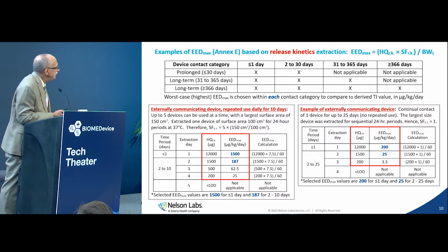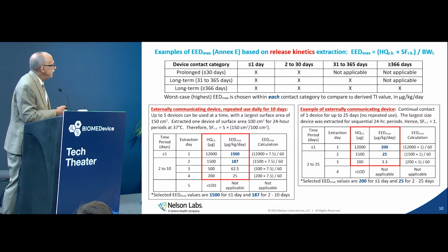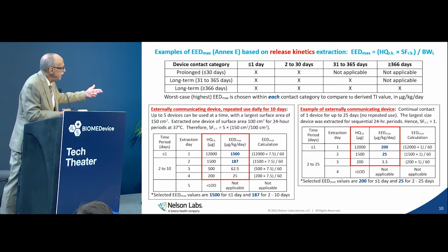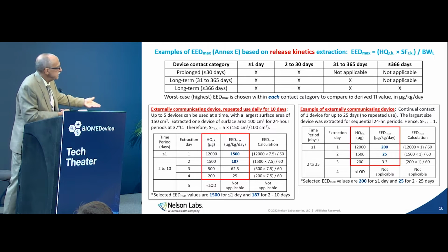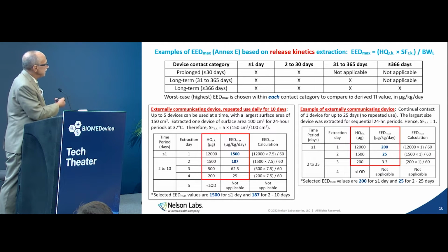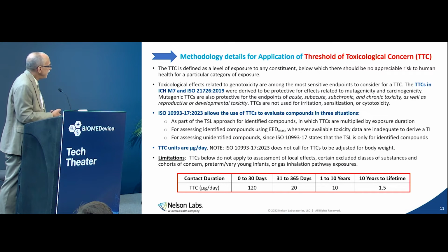The device on the right is another externally communicating device. One device is used up to 25 days. It's the same analogous concept. You used day 1, day 2, day 3 extractions. On day 4, it was not detected because it was lower. And again, you take the worst case amount of any one of those extractions for that interval.